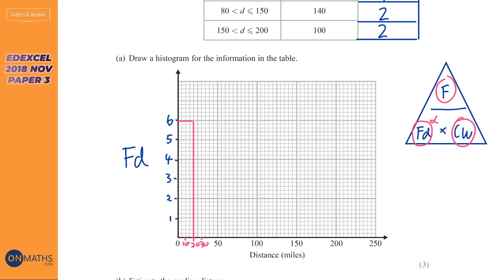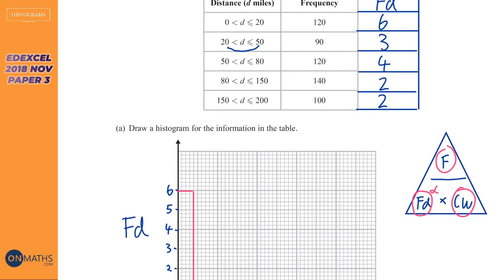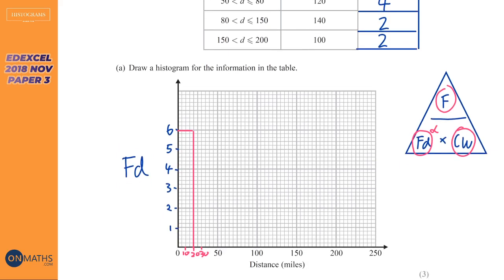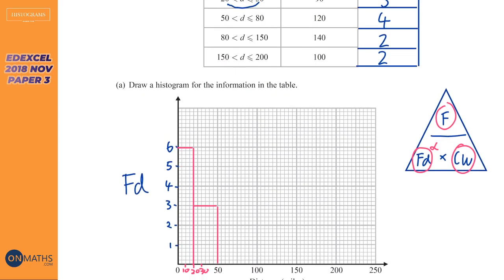Okay, and the calibration on the thing I'm using is not great, so you can kind of use your imagination maybe. Next one is 20 to 50, and it's a height of 3. Okay, next one is 50 to 80, and so 80 is going to be there, I think, and it's a height of 4. Next one is 80 to 150 with a height of 2. And then the last one is a height of 2 between 150 and 200.